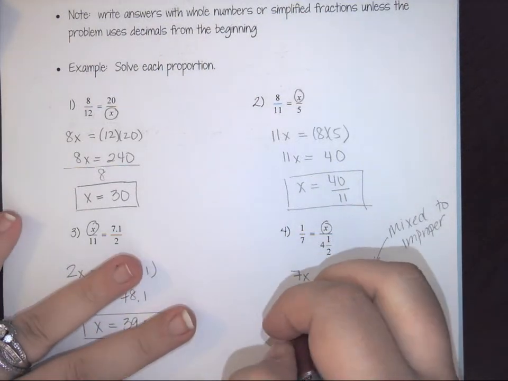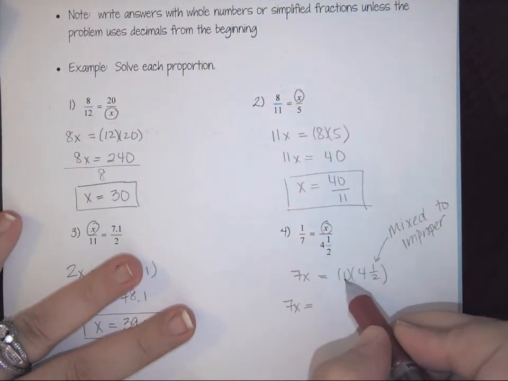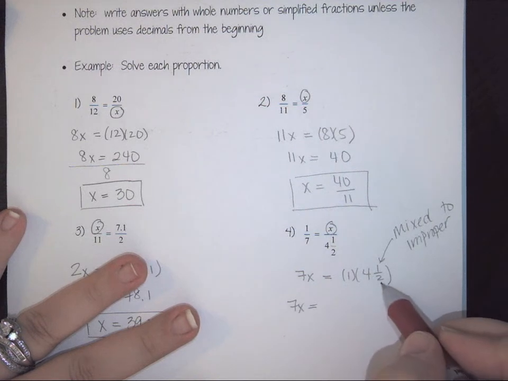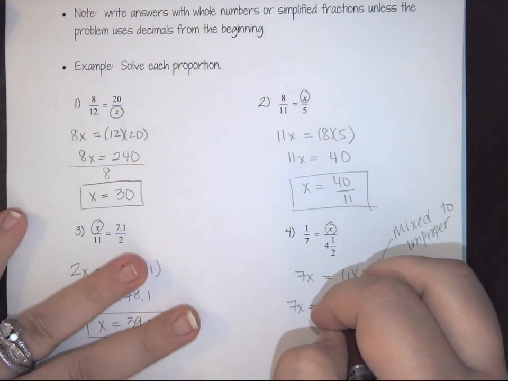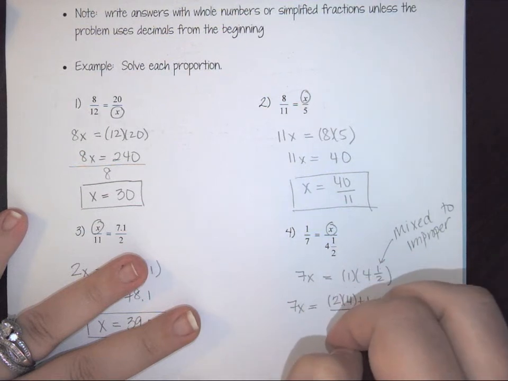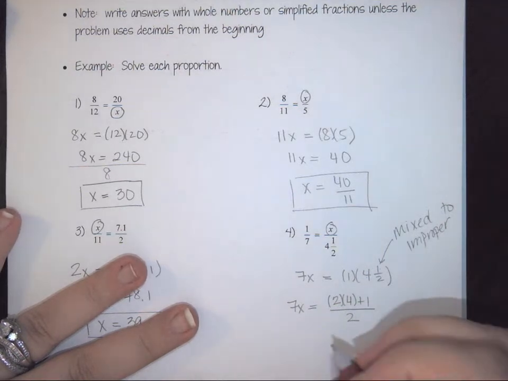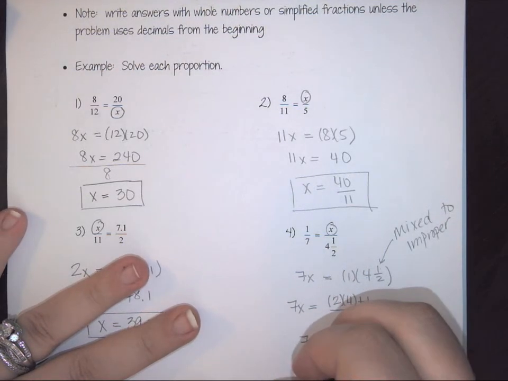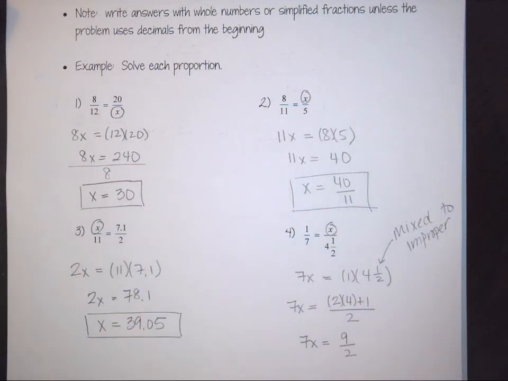So here I've got my 7x is equal to, 1 times anything is itself, so this is going to be bottom times the big number plus 1, all over the bottom. So 4 times 2 is 8, plus 1 is 9. So this is 7x is equal to 9 over 2.